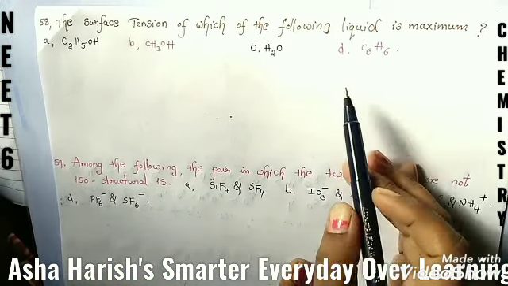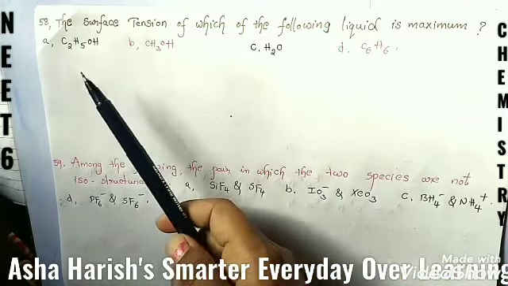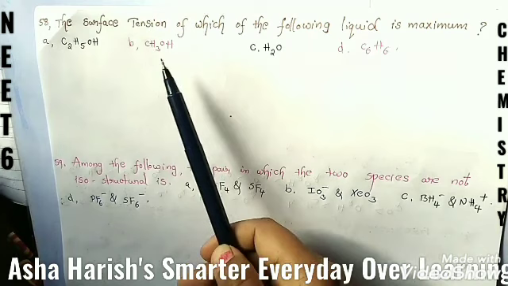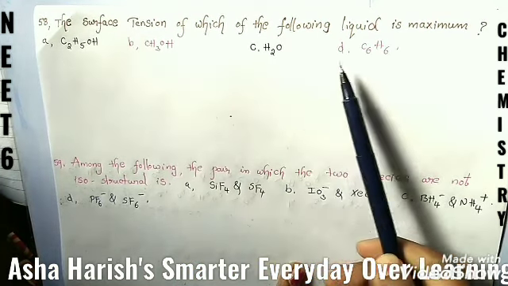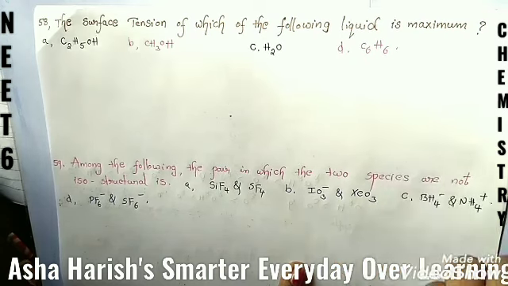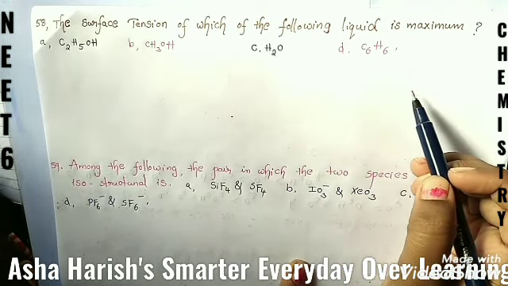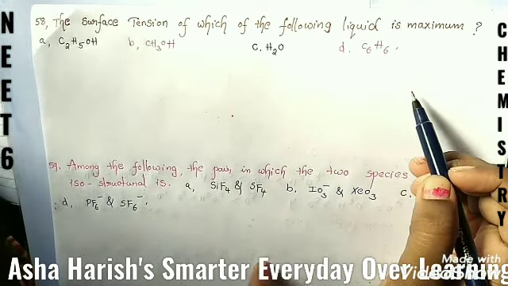The surface tension of which of the following liquids is maximum? C2H5OH, this is an alcoholic group, and CH3OH also an alcoholic group, and H2O, C6H6. Okay, right. Here students, you have to know the surface tension definition. First of all, it is an energy or a work required to increase the surface area of a liquid due to intermolecular forces of attraction.